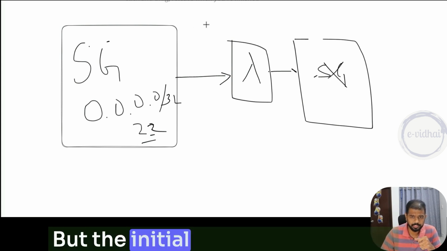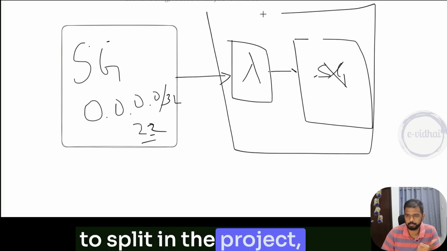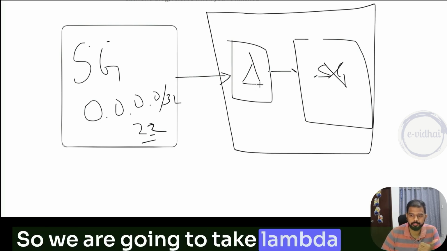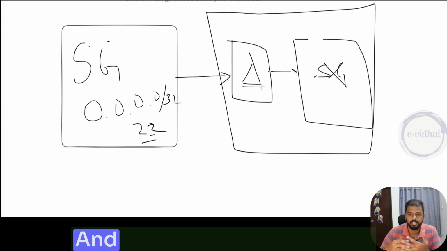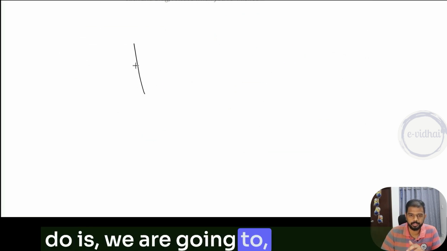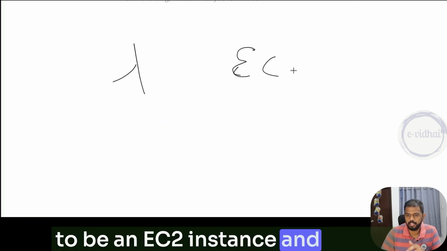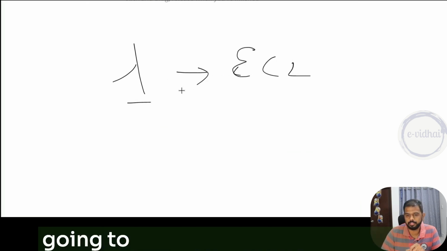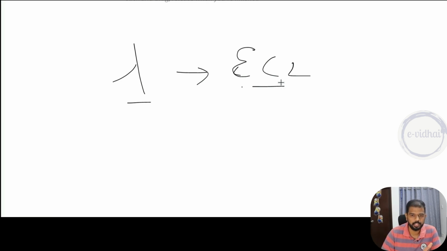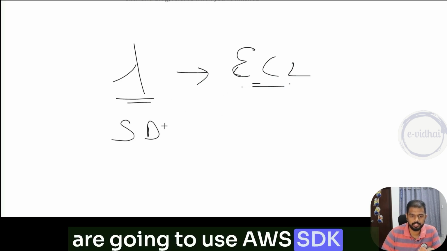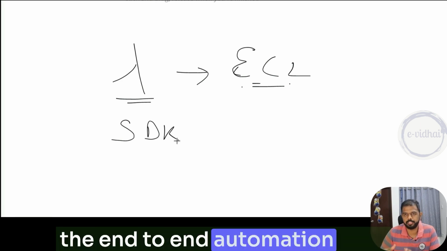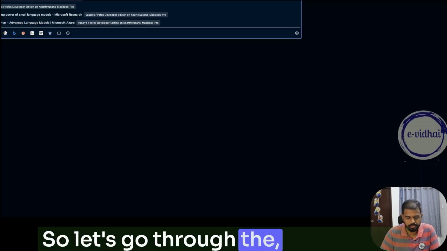But the initial phase is something to split in the project, right? So we are going to take Lambda, and see how we can provide the Lambda access to update any of the existing resources, and that's what we are going to see in today's session. To simplify, there is going to be an EC2 instance, and we are going to start and stop the existing EC2 instance using automation. The components we are going to use are Lambda, EC2, and then the AWS SDK for the end-to-end automation part. So let's go through the setup once.